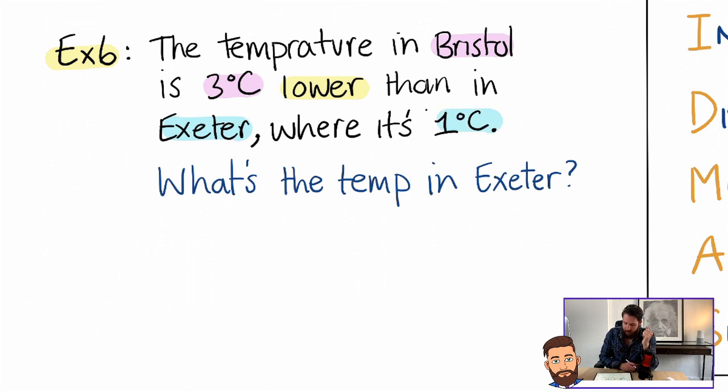What is the temperature in Exeter? Okay. The temperature in Bristol is 3 degrees lower than in Exeter, where it is 1 degree. So in Exeter, it is 1 degree, and it is 3 degrees lower. So that means we need to do 1 degree minus 3 degrees. So I'm starting at 1, and I'm taking away 3.